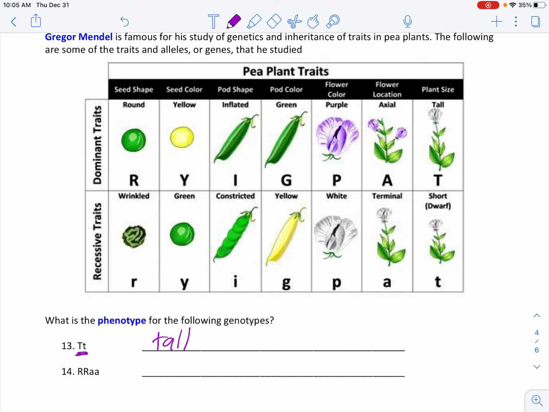Big R, little a, little a. So we're going to have two phenotypes we're talking about here. Big R is a round seed. And little a describes if the flower is coming off the terminal end or off the axial. Well, little a would be terminal flower location.